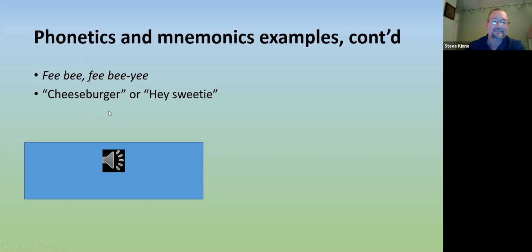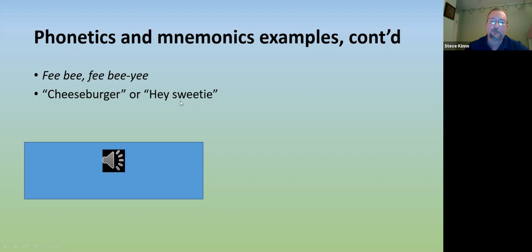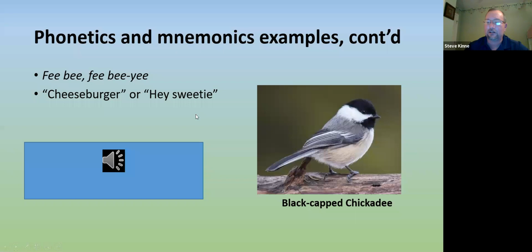All right, so that's a nice, sweet Phoebe, Phoebe. And a lot of people, as a way of remembering it, one of the mnemonics, instead of saying Phoebe, is saying cheeseburger, cheeseburger, or hey, sweetie, hey, sweetie. And now I happen to like hey, sweetie. And the reason is because the sweetie part, if you listen to that bird song, that's kind of a nice, sweet sounding song. And so, hey, sweetie, sounds to me anyway, very similar. It gives you the same pattern and the sweet reminds you a little bit about it. And that's actually the song of the black-capped chickadee.